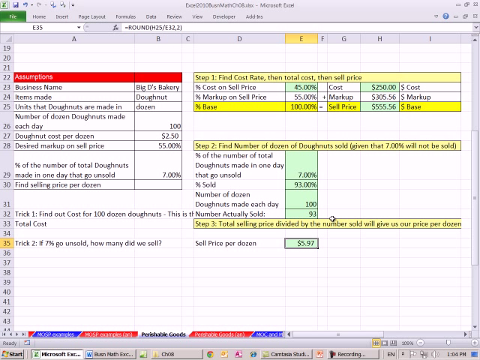All right, so that's our second example for perishable goods. When we come back in our next video, we'll talk about converting percentage markup on cost to percentage markup on sell price. See you next video.